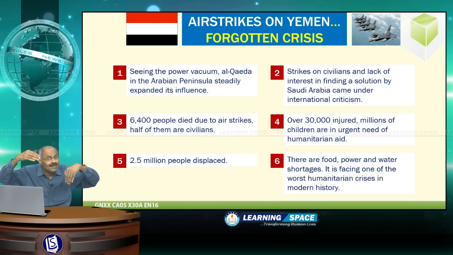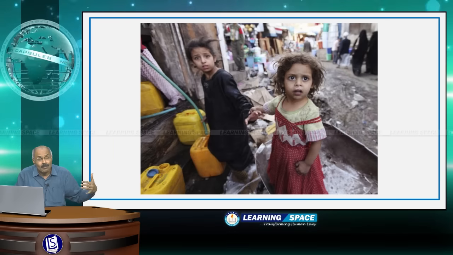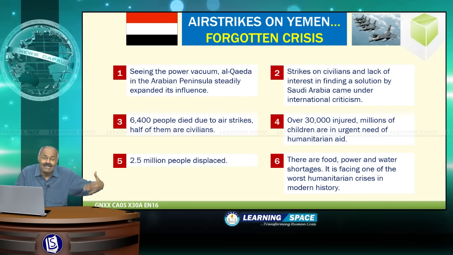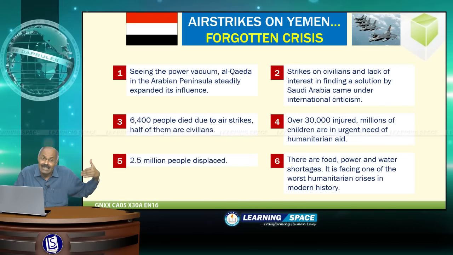And another important aspect is that there are airstrikes on civilians, and there is a lack of interest in finding a solution by Saudi Arabia, and it came under severe criticism. And there is also criticism that both the United States of America and the UK are behind selling arms to Saudi Arabia, and both the USA and UK are also not interested in finding a solution to the crisis in Yemen. Because of airstrikes during the past 17 months, 6,400 people died, and almost half of them are civilians.